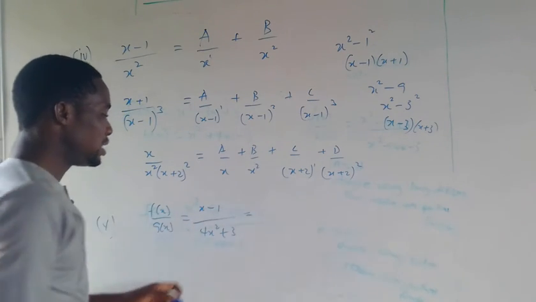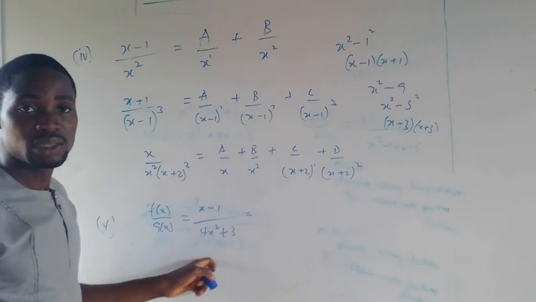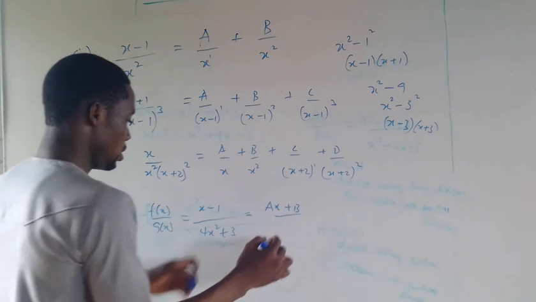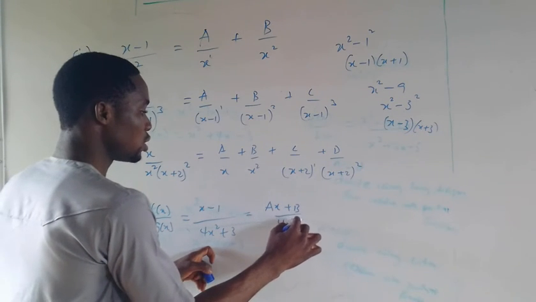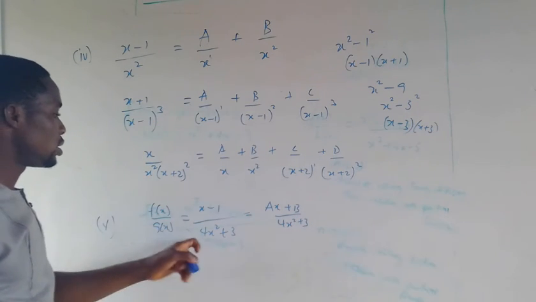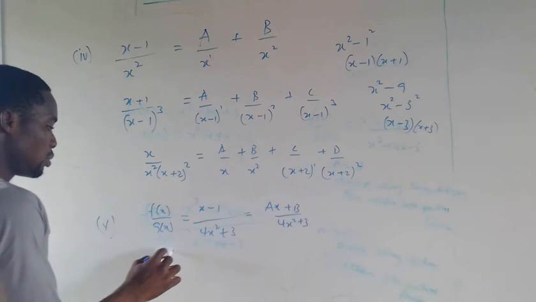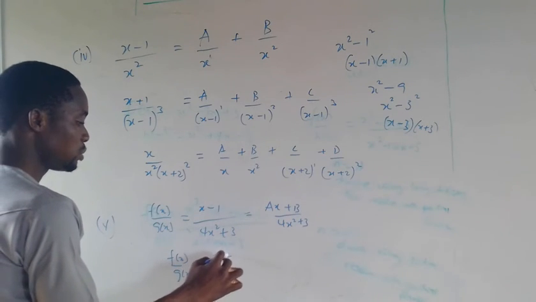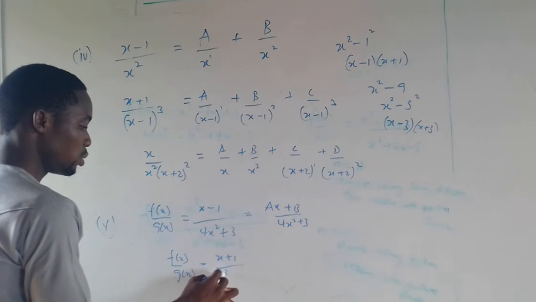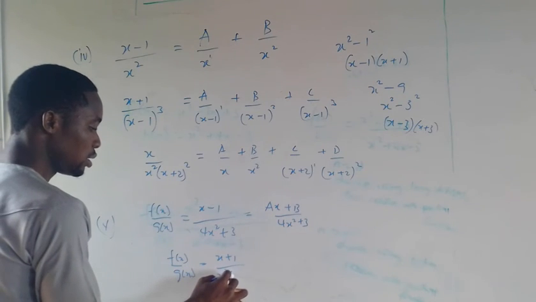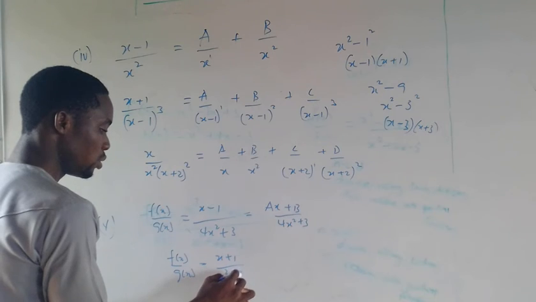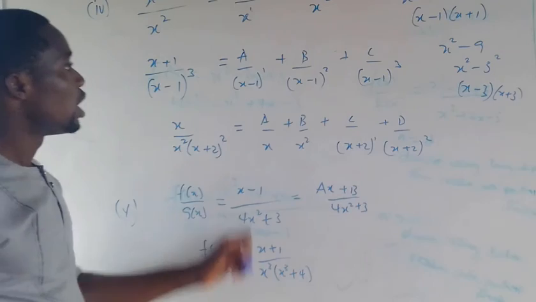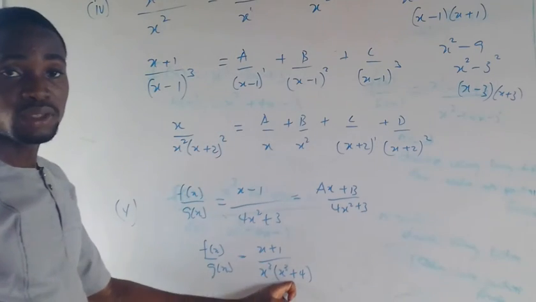So the way I'm going to express this, since this is a not factorizable denominator, is going to be Ax plus B over 4x squared plus 3. Let's add one of this to this and see how it's going to be as an example. So let's say f of x over g of x is going to be x plus 1 over x cubed times, let's say, x cubed plus 4. Now, this is factorizable, I will express it like this. This is not factorizable. X cubed plus 4 is not factorizable.